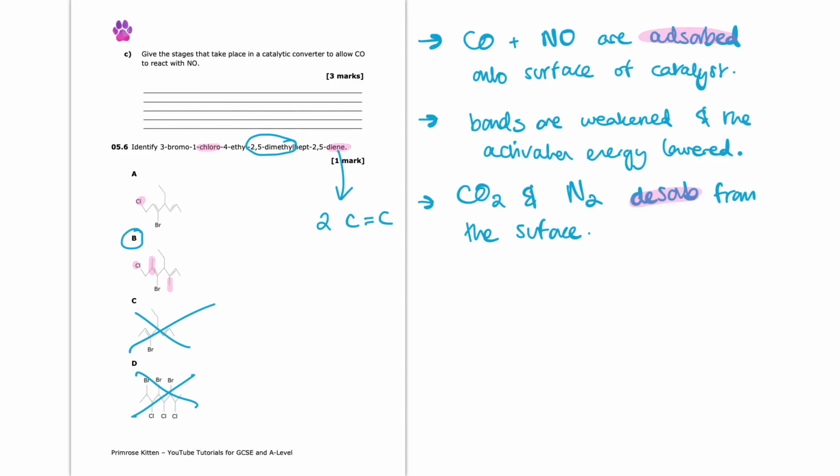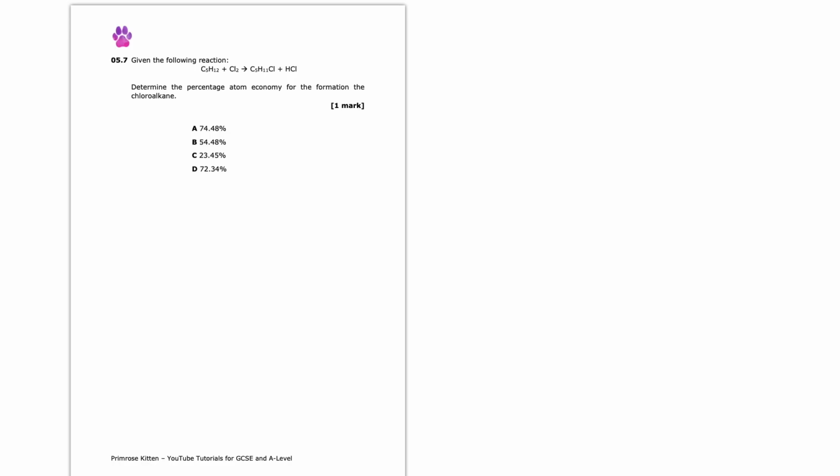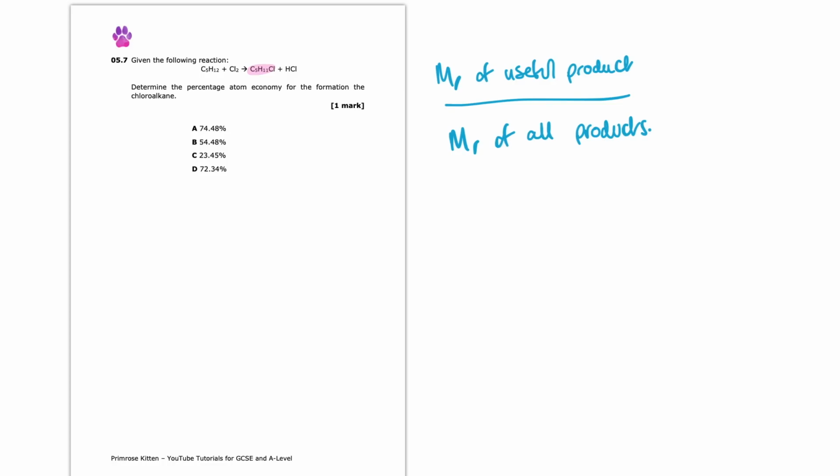The answer is B. Okay, so this question is about the percentage atom economy for the formation of the chloroalkane. Percentage atom economy is worked out using the Mr of your useful or desired product, which in this case they have said is the chloroalkane. And then we divide it by the Mr of all the products. You could also divide by the Mr of all the reactants. It's the same, but as we already have to work out the Mr of one of the products, I always think, because of the conservation of mass, why on earth would we not just use all of the products for the next part of the calculation? Speeds us up a lot.